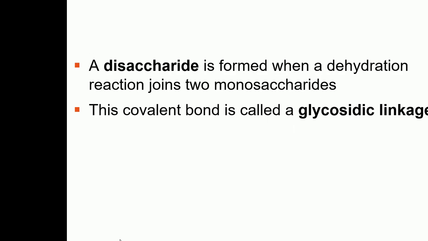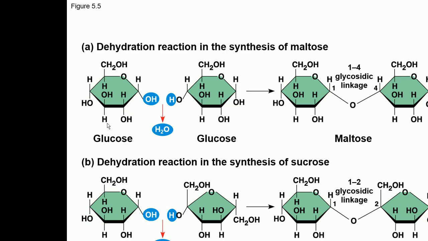What is a disaccharide? As I said, two monosaccharides linked together by a dehydration reaction that results in the formation of a covalent bond, and these bonds are called glycosidic bonds or glycosidic linkages. You can see here two examples of disaccharides. Maltose is a disaccharide of two glucose molecules, and you can see these two glucose molecules together lose a molecule of water, and that results in the formation of a bond between these two glucose, and that results in the formation of maltose.